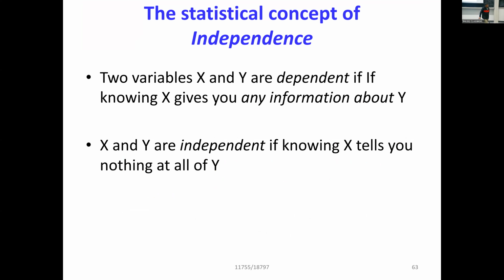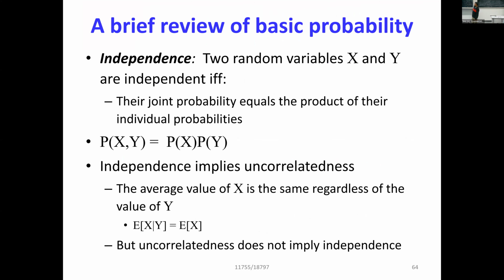So that's correlatedness. But then let's go on to this notion of independence and dependence. Two variables, X and Y, are dependent if knowing X gives you any information about Y, and they're independent if knowing X tells you nothing about Y. Probabilistically, the joint probability of X and Y is going to be the product of the individual probability distributions if X and Y do not inform about one another. And so independence implies uncorrelatedness.